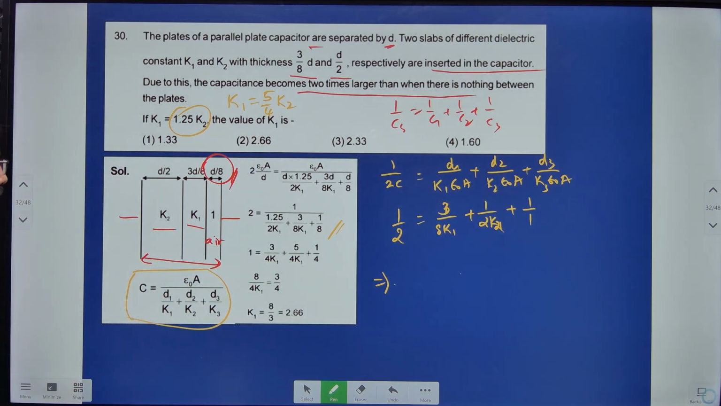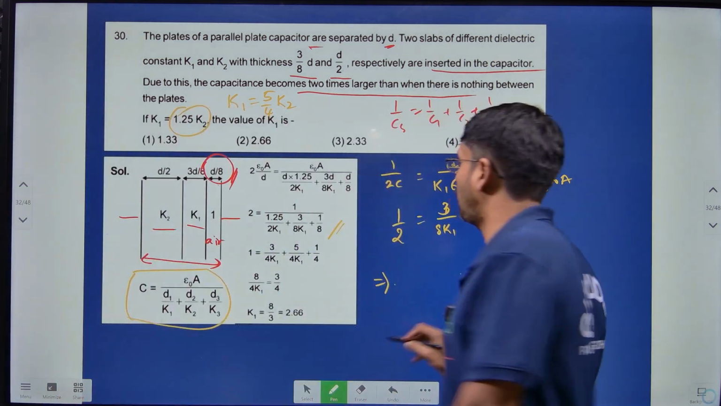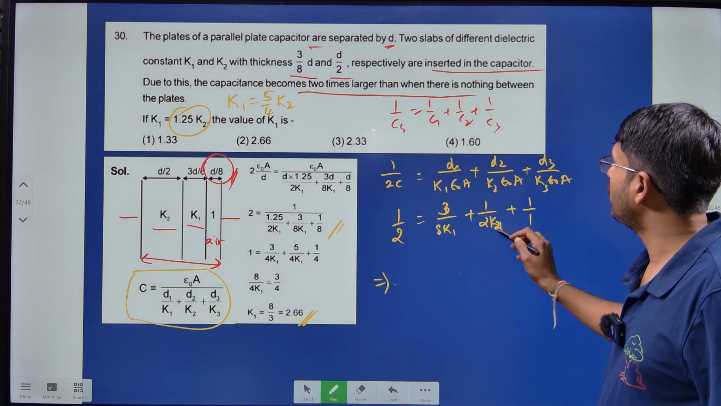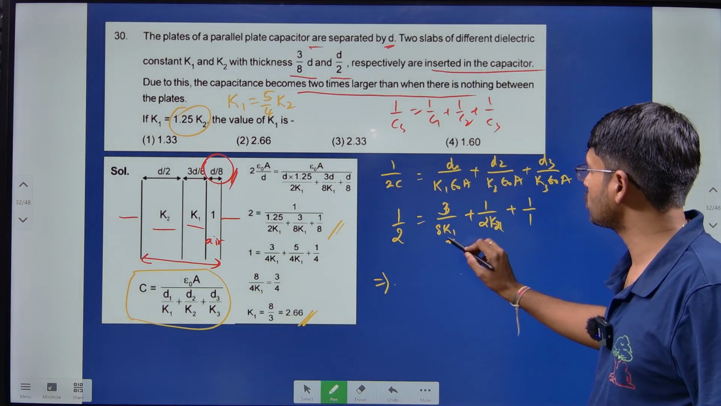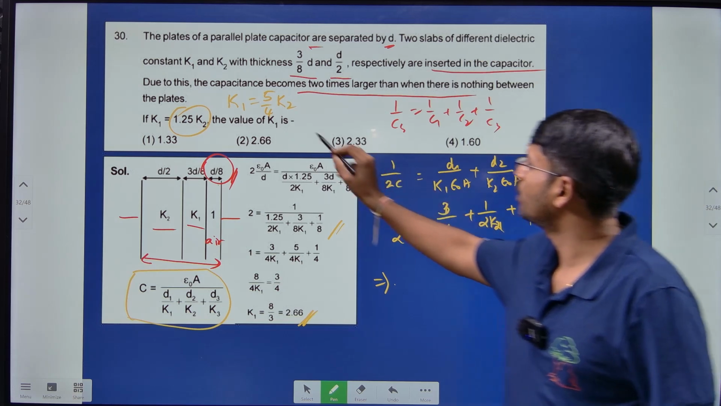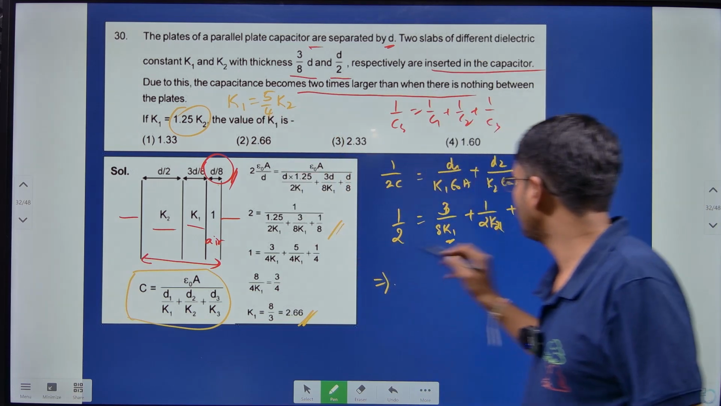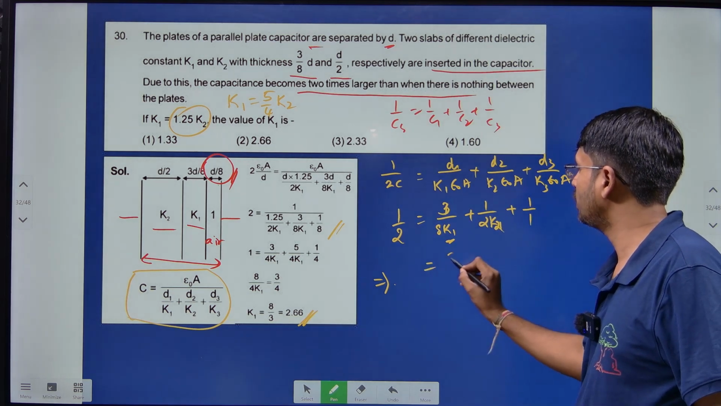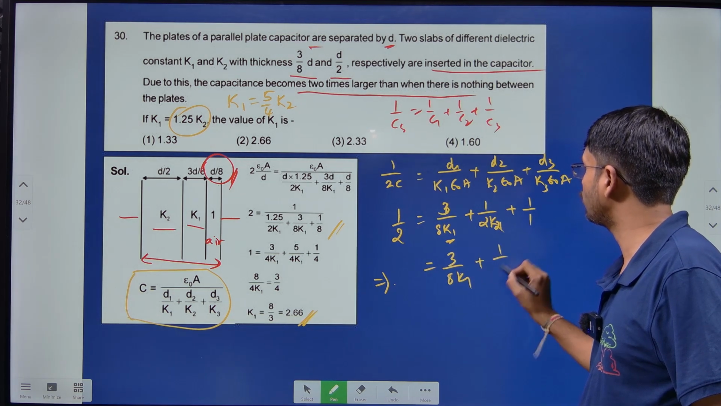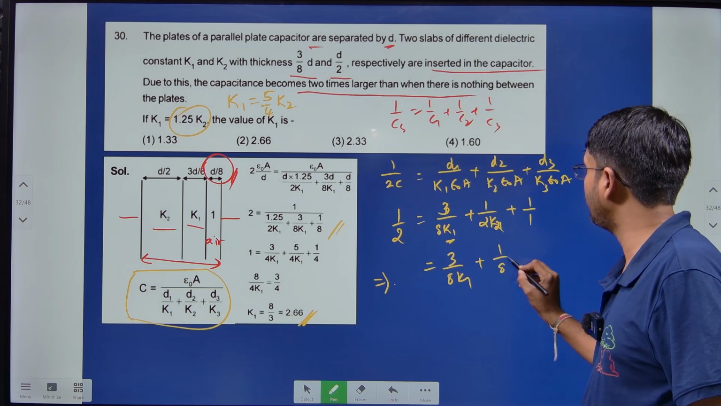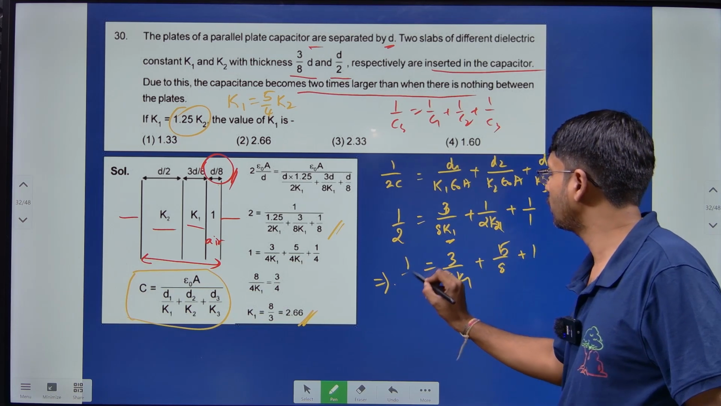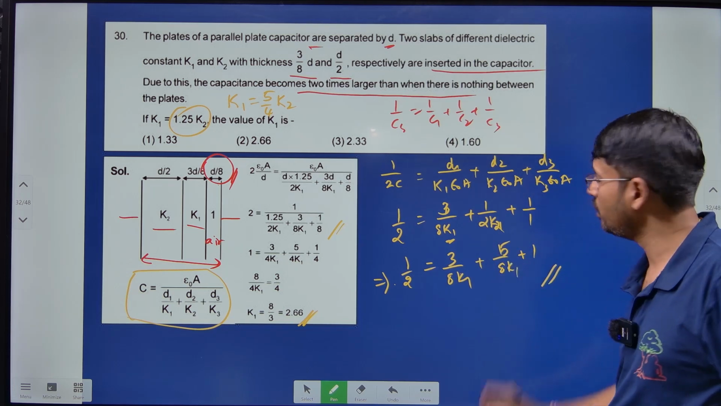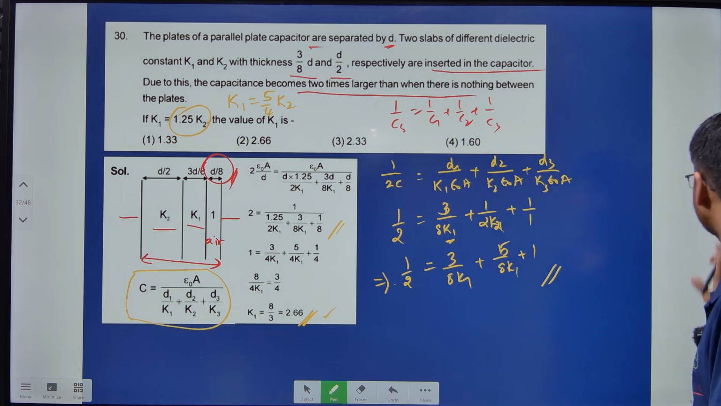Then we can simplify this and we will get the right answer, that is 2.66. Whenever you substitute here, we are not supposed to substitute for K1, you have to substitute K2, which is 4 by 5. So here it is 3 by 8 times K1, plus 1 by 4 by 5, which is 8 here and 5, plus 1 by 2. Shift this and you can simplify for K1. So you will get 2.66. So that you can do it.